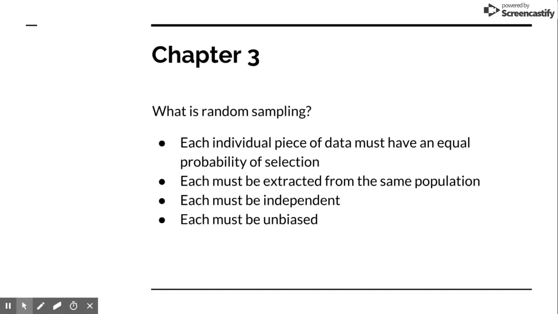Chapter 3 starts talking about what is random sampling. To have a random sample, again, so I want to sample all the Jens in Massachusetts. Each individual piece of data must have an equal probability of selection. So if there's 2 Jens on my block, each of us should have the same opportunity to be selected. Each must be extracted from the same population. So we both have to be in Massachusetts. Everybody has to be part of the same population.